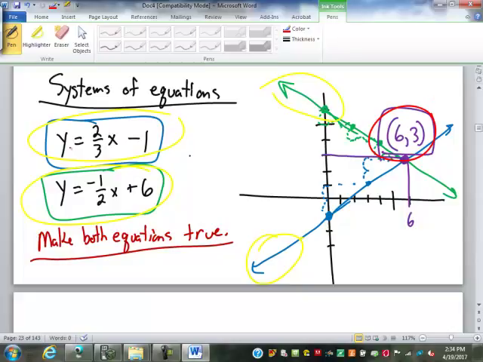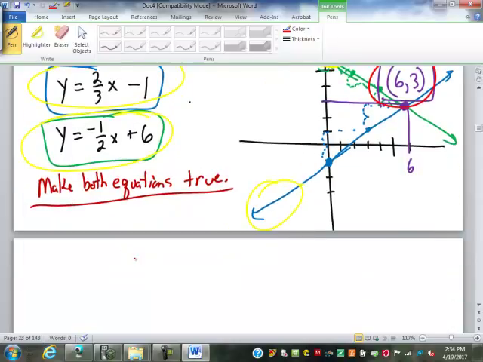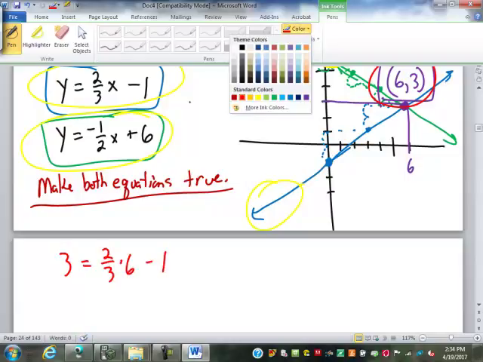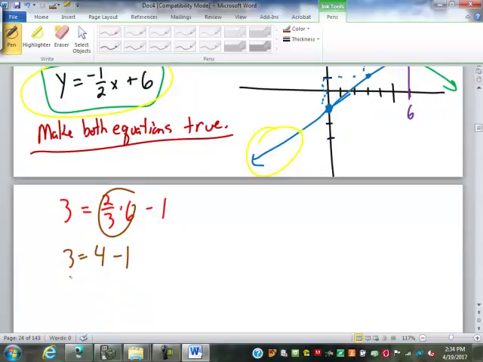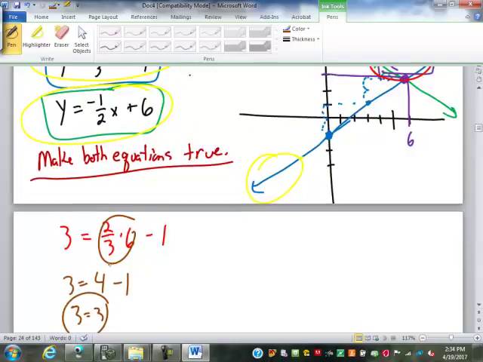So in my top equation, I put in 3 for y and 6 for x. Well, 2/3 times 6 is 4. 4 minus 1 is 3. So 3 does equal 3. That makes the top equation true.